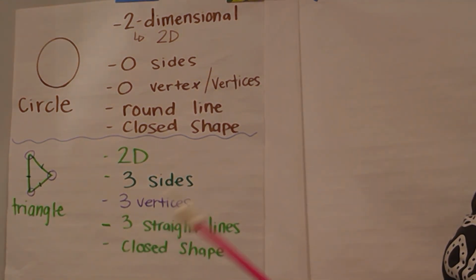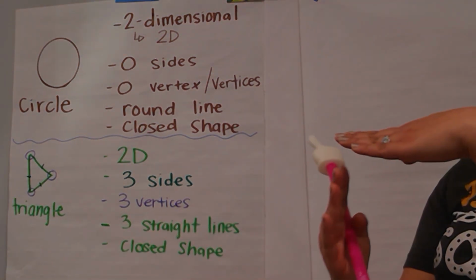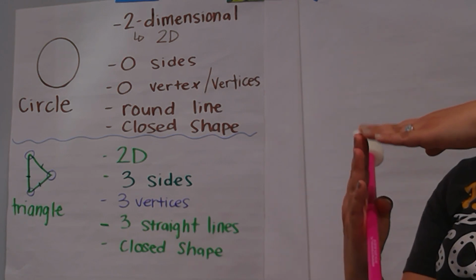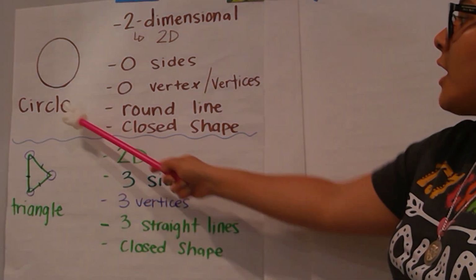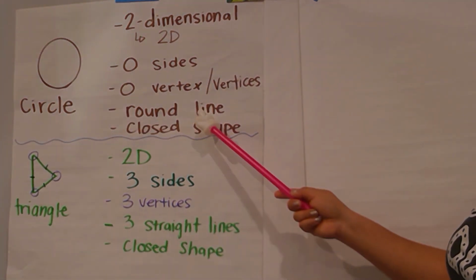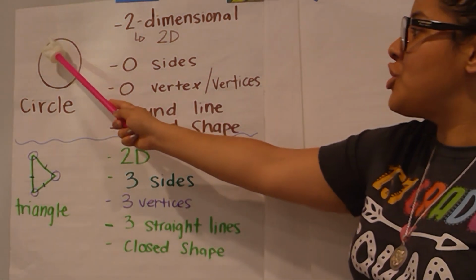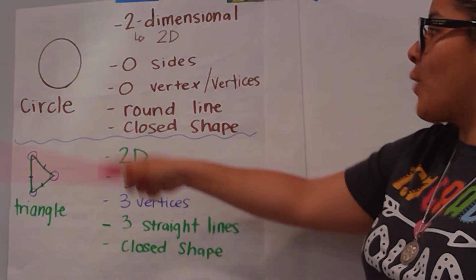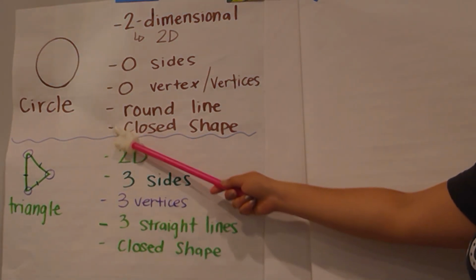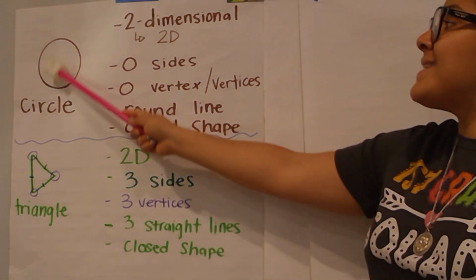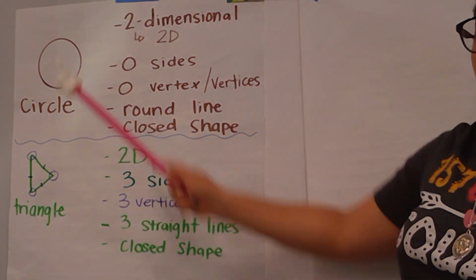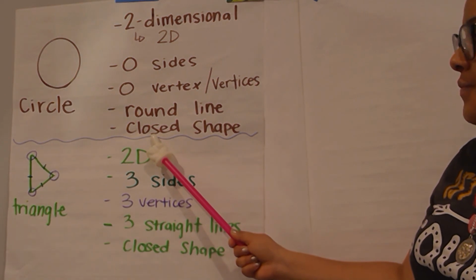Remember, vertex or vertices are where two lines meet. So it would be that point where the lines meet together. A circle is made out of a round line. So this is just one line that's nice and round or curved. And this is a closed shape. The circle does not have an opening, so it is closed.